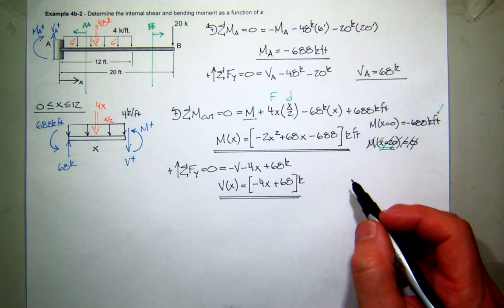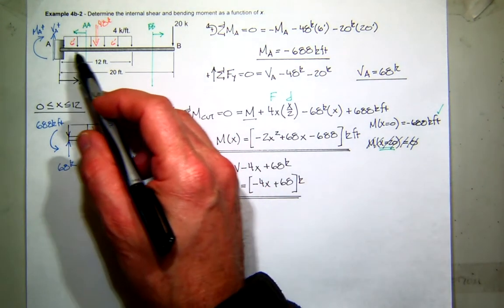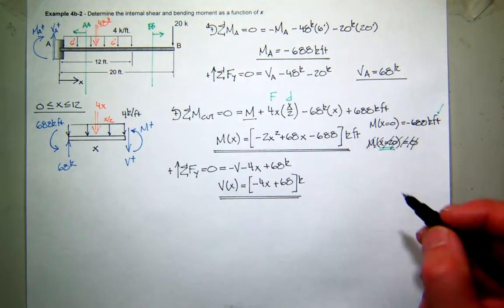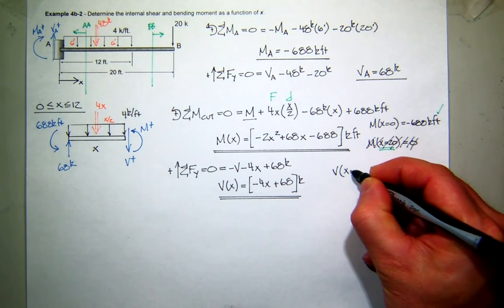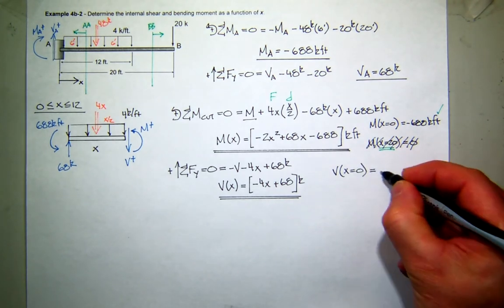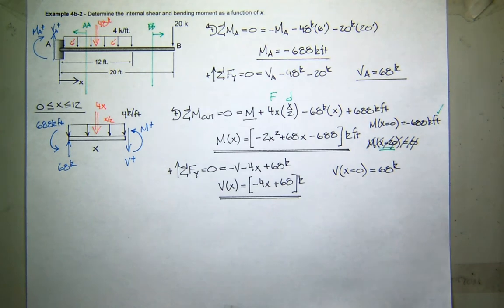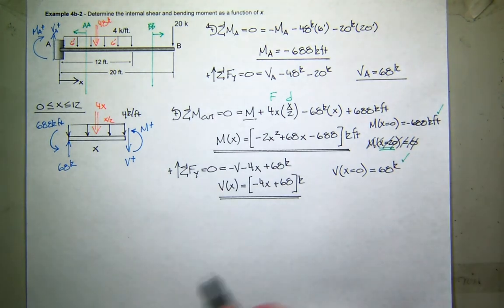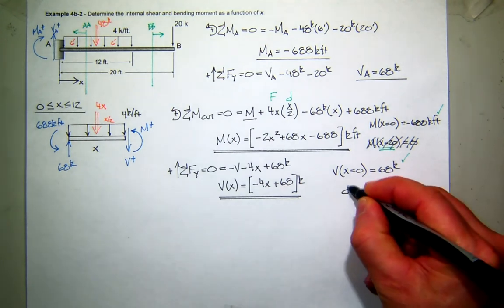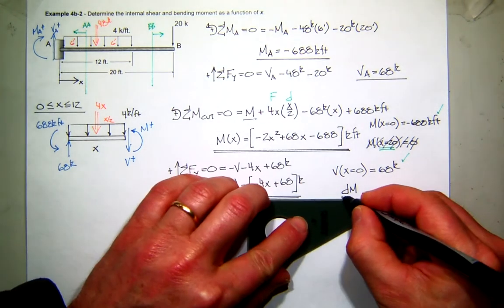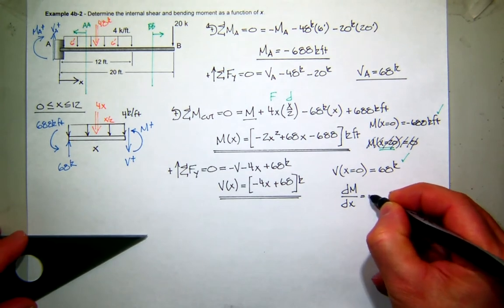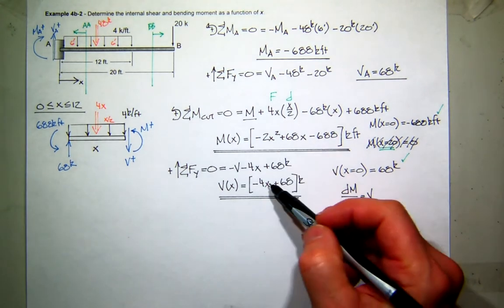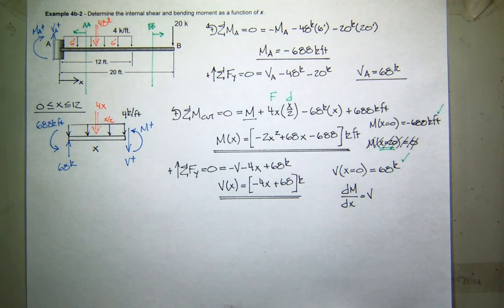From our lesson we already learned, I can only check shear in this range 0 to 12. I only know the shear at one point. I know that the shear at x equals 0 is 68. Is that true when I plug in x equals 0? It is. We also have our anecdotal check that the derivative of the moment with respect to x should be equal to the shear. Is that true? If you take the derivative of the moment, do you get the shear equation? You do. So that should make you feel somewhat comfortable that we've got half the problem.